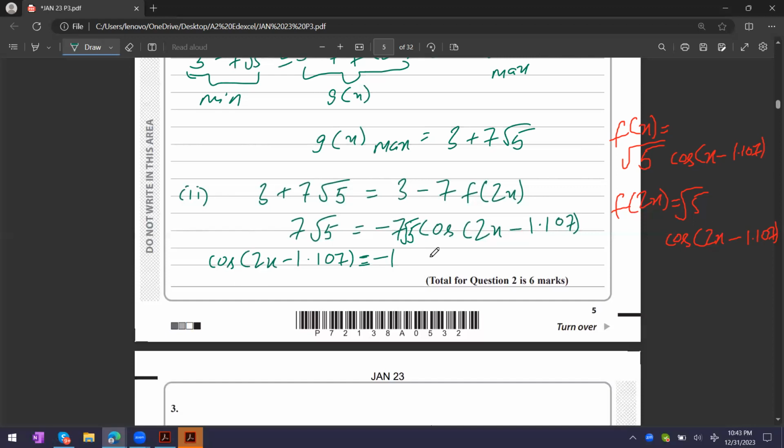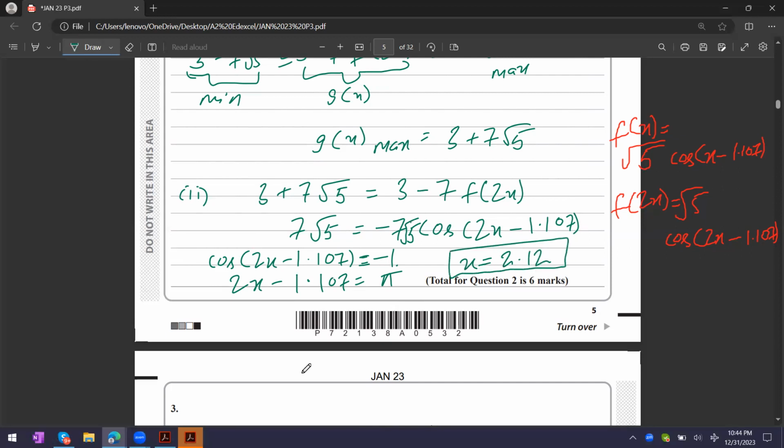All right. The cosine function has a value of minus 1 at x equal to pi. So we are going to do cosine inverse of minus 1. That is going to be equal to pi because cosine of pi is minus 1. You can use the calculator there also to double confirm. That means 2x minus 1.107 is just pi. All right, so solve for x here. x is pi plus 1.107, divided by 2, which is 2.12.